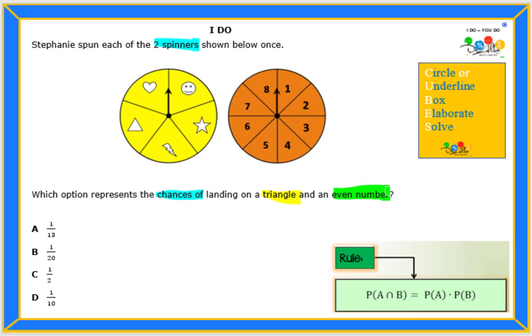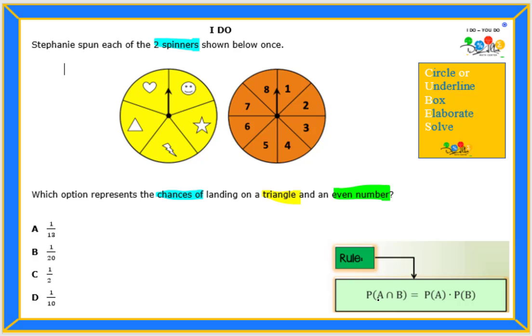So notice that here we have two spinners, so we are going to do two different events. When we are going to do two or more events, that is compound probability. And to do compound probability, we're going to find the probability of each event happening, and then get those two probabilities and multiply them. So you can see that in our anchor chart below.